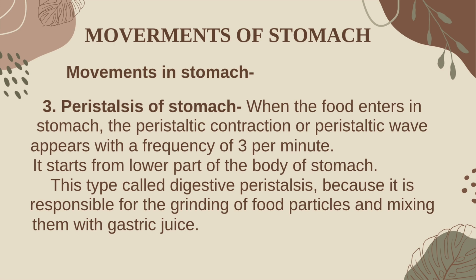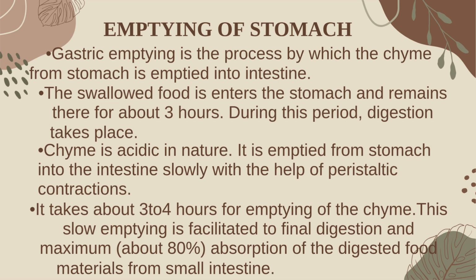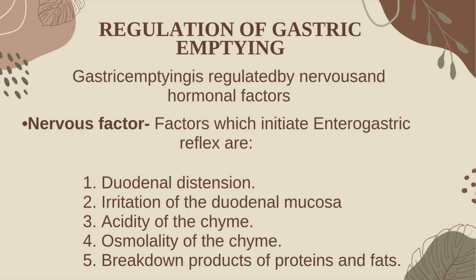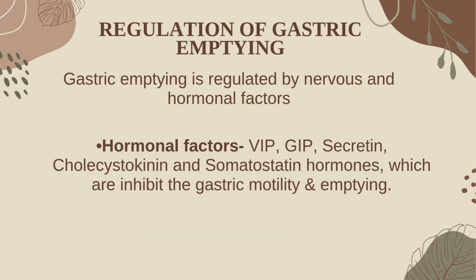Gastric emptying is regulated by both nervous and hormonal factors. The rate of emptying depends on factors such as duodenal distension, irritation of the intestinal mucosa, acidity, osmolarity of chyme, and the presence of digestion products of proteins and fats.